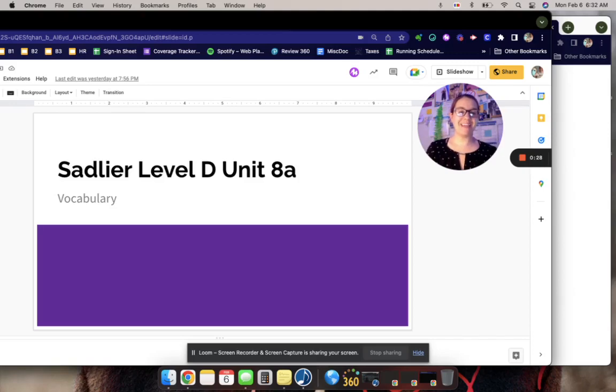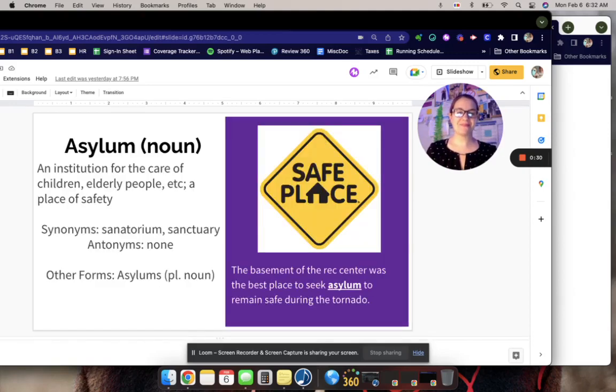Sadlier, Level D, Unit 8A. Our first word for this unit is asylum, which is a noun. It is a place or a thing. It means an institution for the care of elderly or children, or a place of safety. Your synonyms are sanatorium and sanctuary. There are no antonyms, and your only other form is the plural noun form.